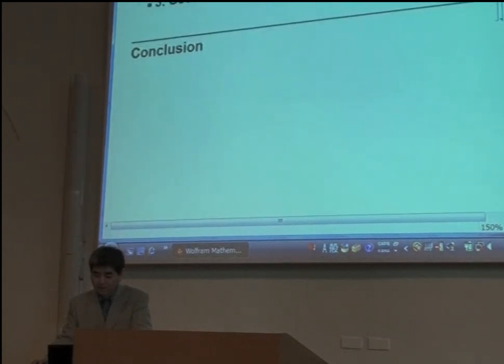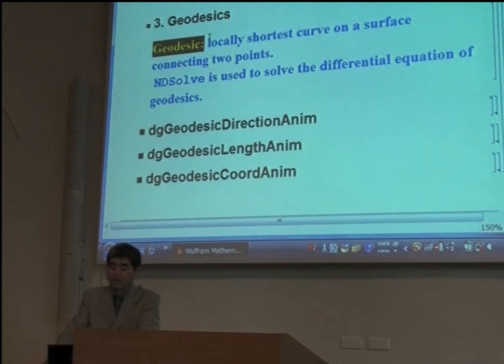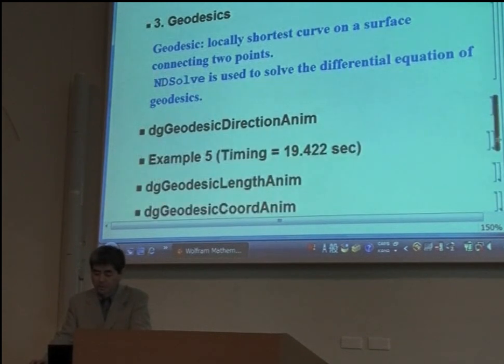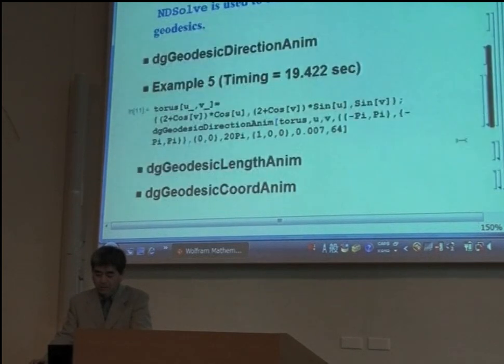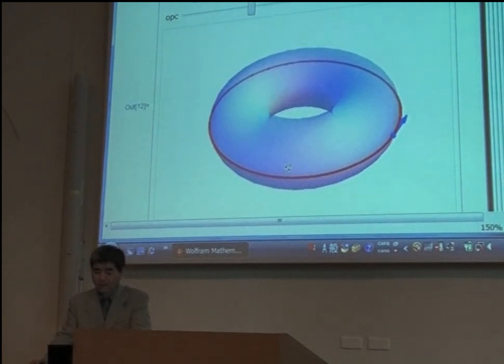Next examples are about geodesics. A geodesic is a curve on a surface, locally the shortest curve connecting two points on the surface. And we use here NDSolve to solve the differential equation of geodesics. This example shows geodesics on a torus by fixing the initial point here and changing the initial direction.